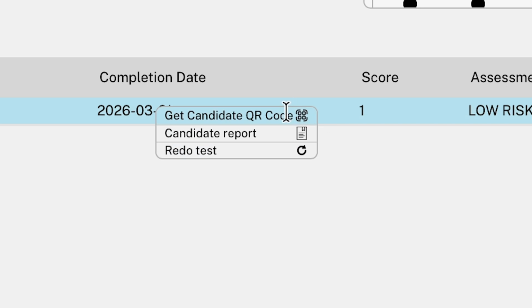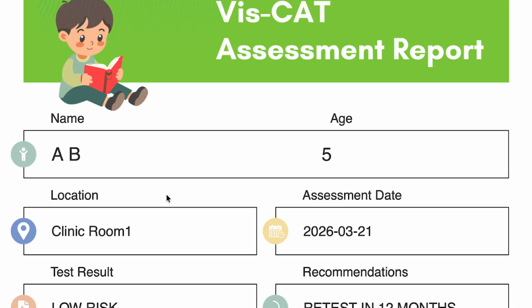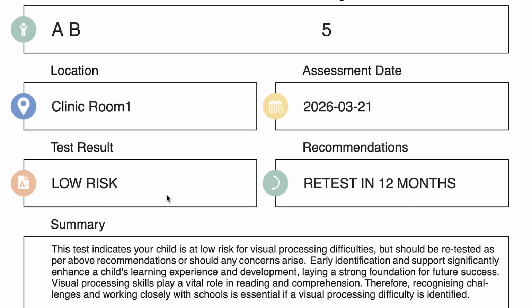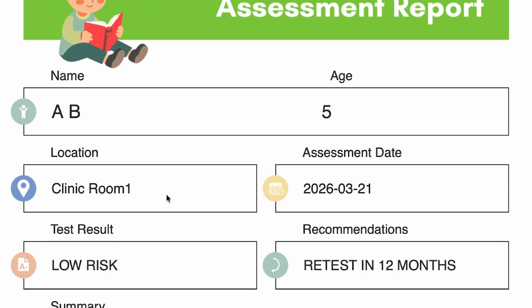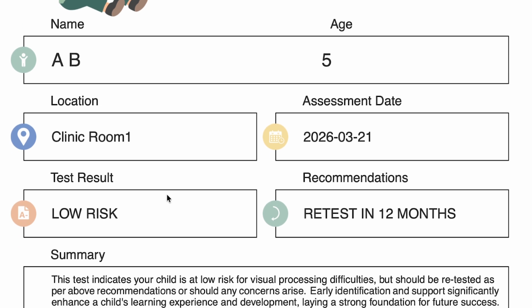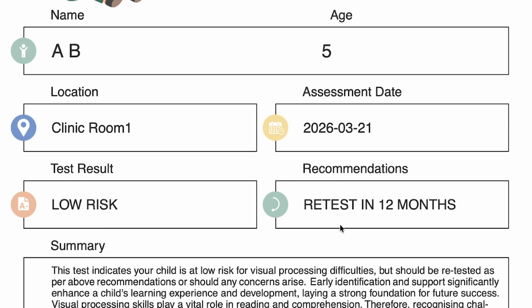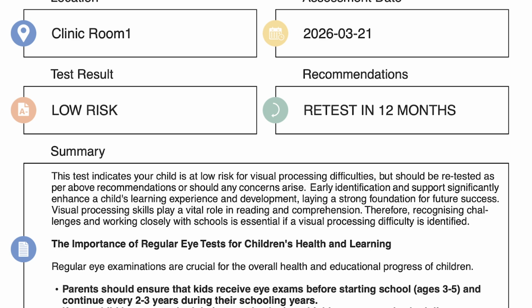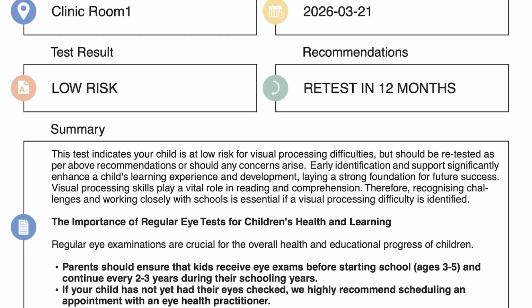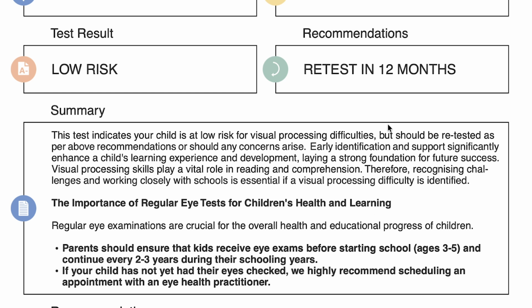Now, if you want to get the child's actual report, you just click on Candidate Report, as you can see there, and you should be able to generate a report. So this again shows that child AB, aged 5, was deemed low risk, which is great, but a recommendation for a retest in 12 months has been indicated by the report, with some generic information about making sure the child does get an eye test, because it is recommended that all children have their eyes tested by the time they've turned 5. So there's just a little bit of information about some resources that parents can tap into.